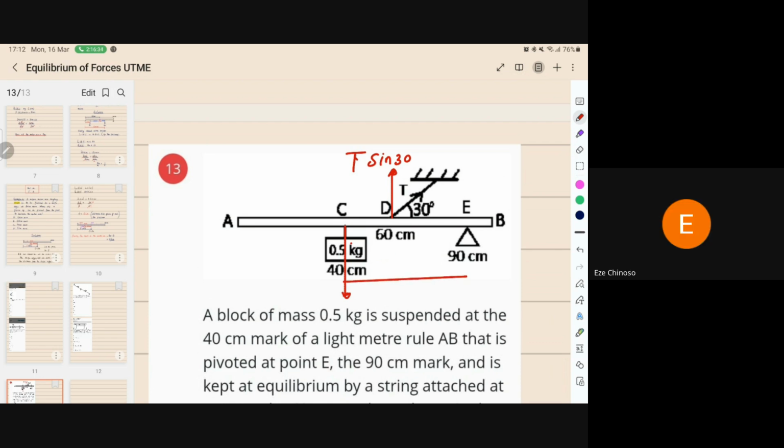60. From here to here will be what? No, why will it be 60? Here is 40. Here is 90. You're looking for the distance from here to here. This is the 40 mark. This is the 90 mark.